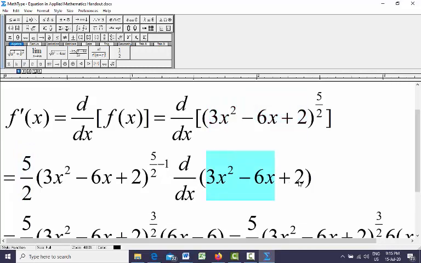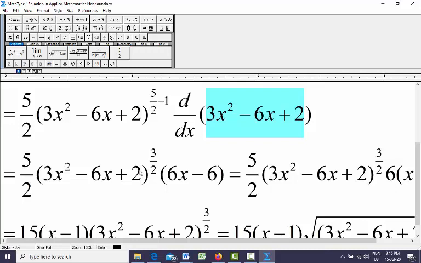So no power will be there here, because we have already done the differentiation of the power. In this case we will do only differentiation of the inside material. So now we will do only differentiation of the inside material.